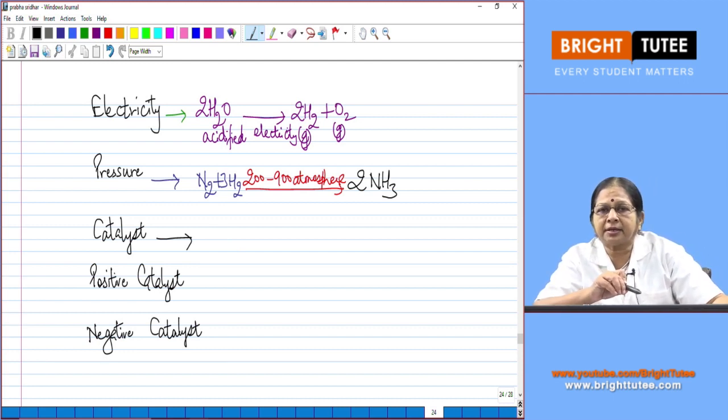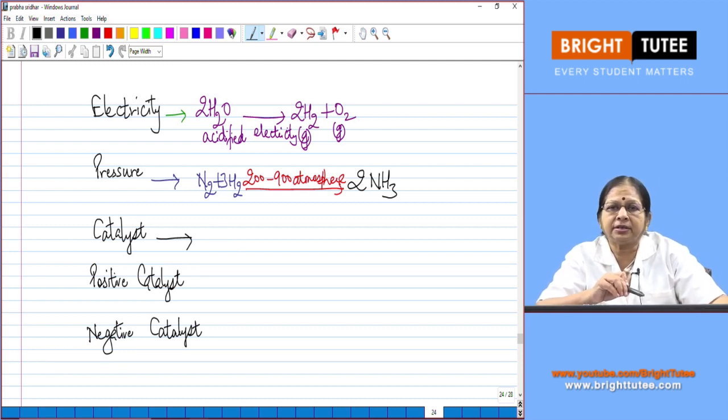Catalyst is one of the major factors. When a catalyst is added, the rate of reaction is increased or improved. Like the same one, nitrogen and hydrogen reaction for preparing ammonia. If we take finely divided iron and add promoter molybdenum, the ammonia yield will be higher or better. Or while preparing oxygen, if we pick up manganese dioxide and add it in a 1:4 ratio, 4 parts of potassium chlorate and 1 part of manganese dioxide, it forms oxygen quickly or easily.